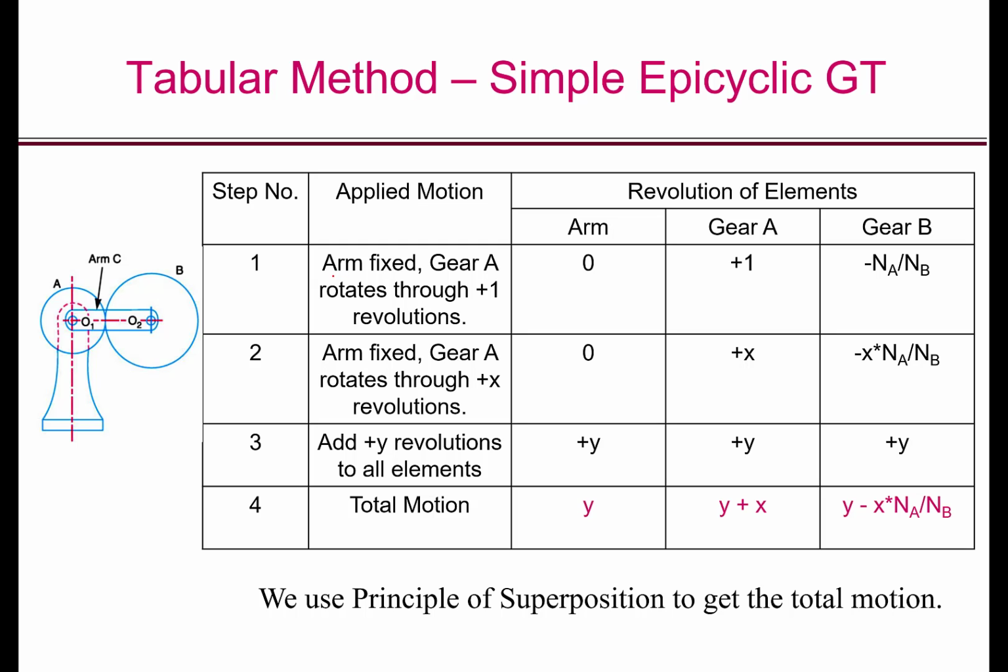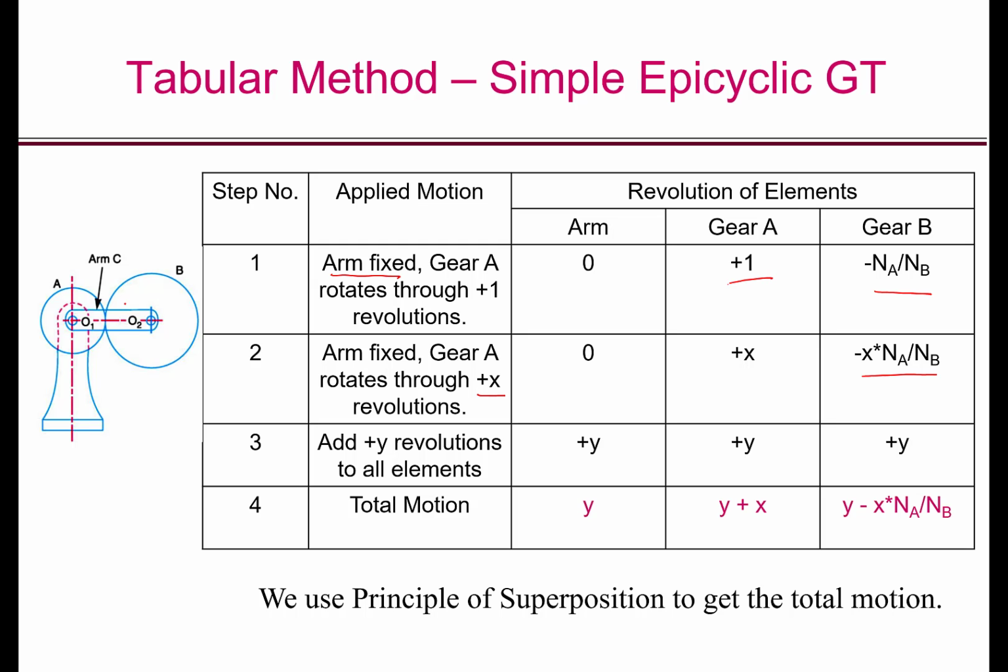We'll assume the arm will be fixed and gear A will rotate through +1 revolution. This will be our applied motion. And here we will write down the moving elements. We have 3 moving elements: the arm, the gear A, and the gear B. So arm is fixed, so I have 0 for the arm. Gear A is given +1 revolutions. Then gear B will rotate by -NA by NB. So if I rotate the gear A by X revolutions, gear B will rotate by -X times NA by NB.